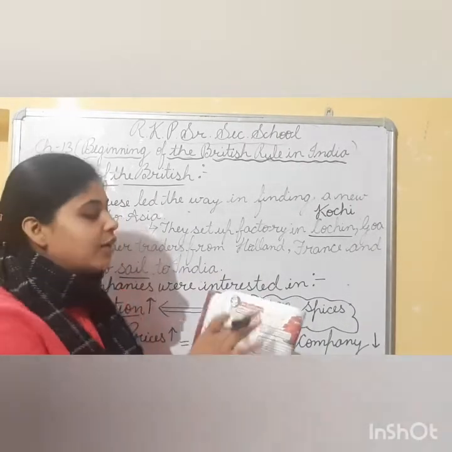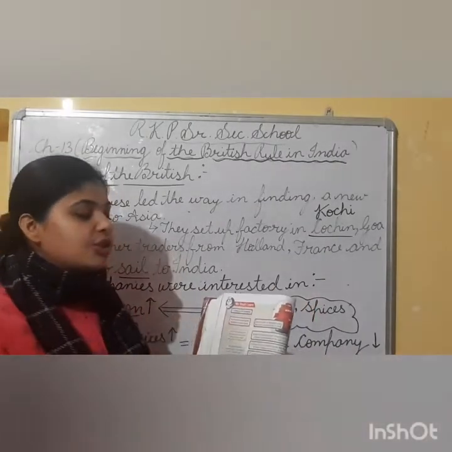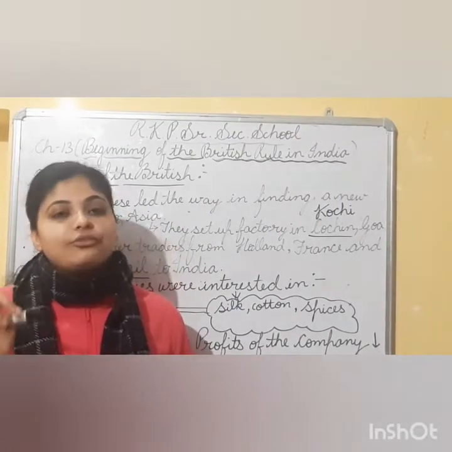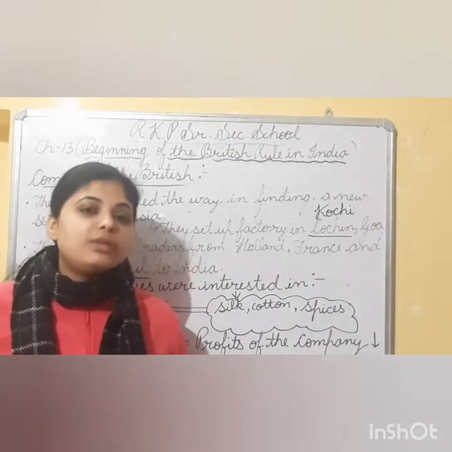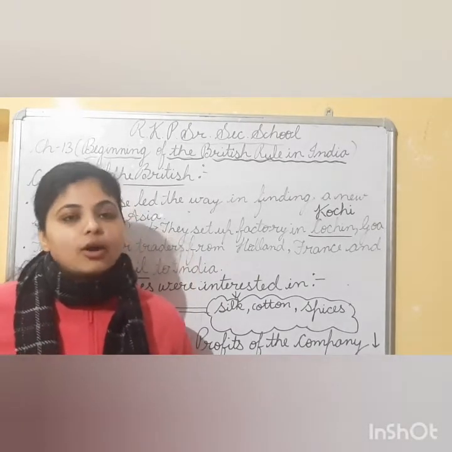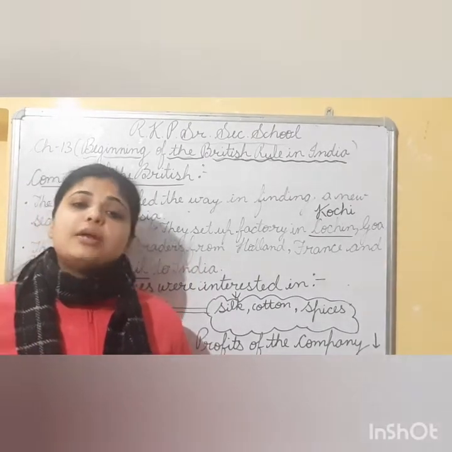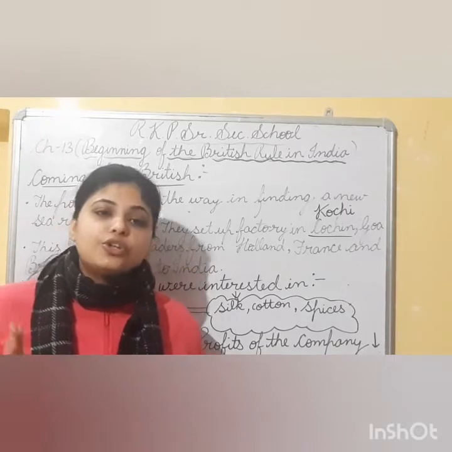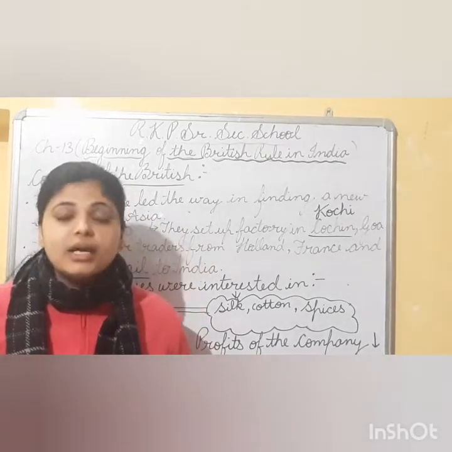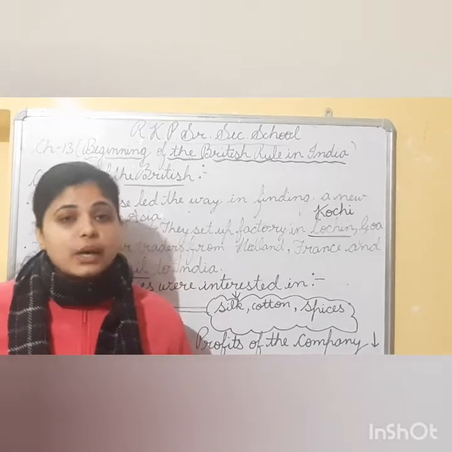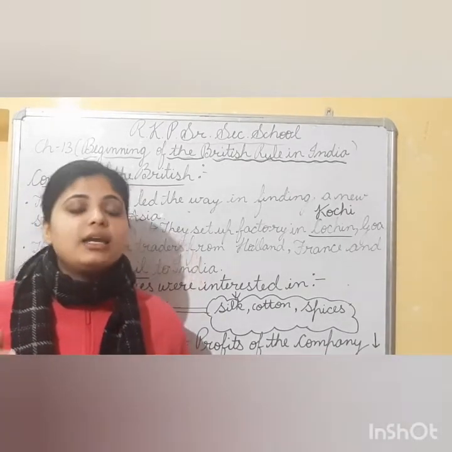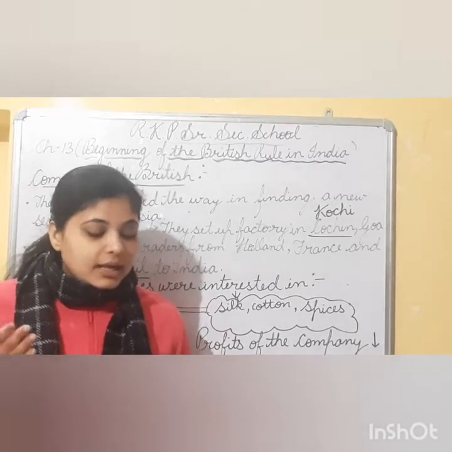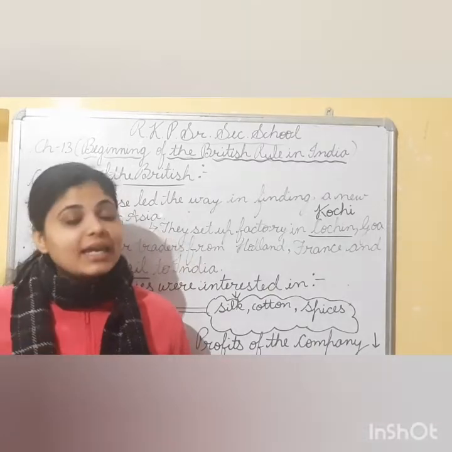On page 98, a flowchart is given. In this flowchart, we shall learn about the coming of the Europeans. As I told you, the first people who came to India were the Portuguese. The Portuguese were the first Europeans who came to India via the sea route, and the name of that Portuguese sailor is Vasco da Gama, who reached India in the year 1498, right? After the Portuguese, later the French and the Dutch came to India.